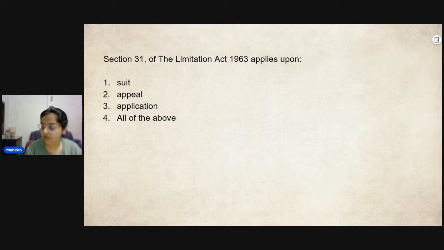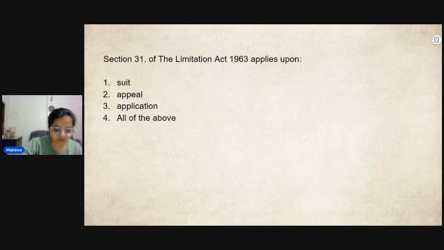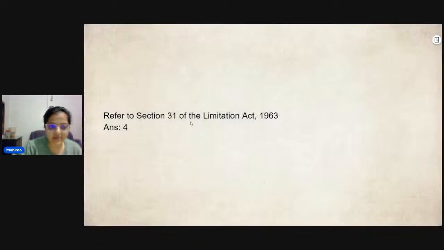Section 31. Can someone tell me what is section 31 of the Limitation Act? Okay, Pratika is saying 4. Medha is saying 4. Divya is also saying 4. Shubham is also saying 4. Let's see. Yes, it is 4.